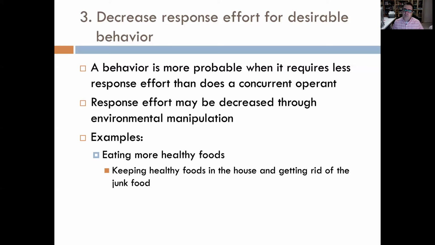But if the healthy food is there, then I'm also increasing the likelihood that I'm going to eat the healthy food, right? Because it's less effortful. It's like, hey, the grapes are right here, so I'm just going to eat that instead of eating the cookie. So in this case, I'm decreasing the effort to eat the healthy food. But as I'm going to talk about soon with some other examples, in this one, I'm also increasing the response effort to eat junk foods.